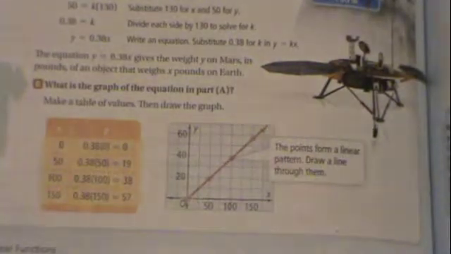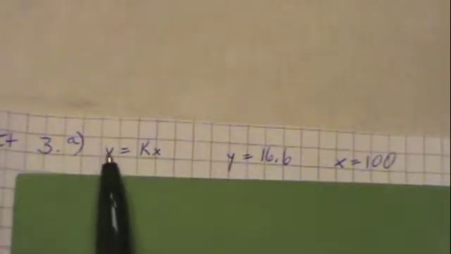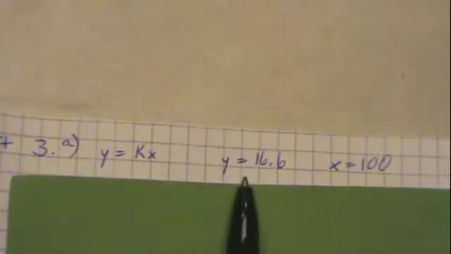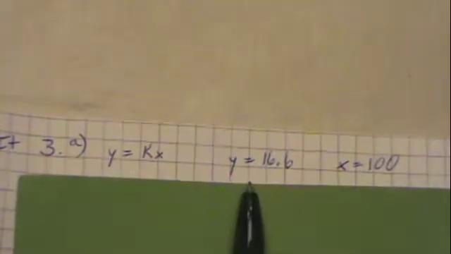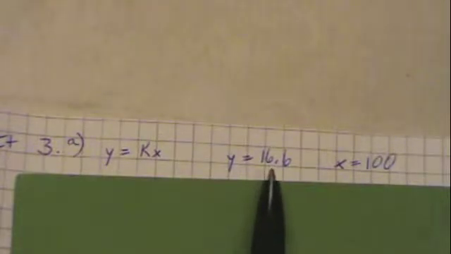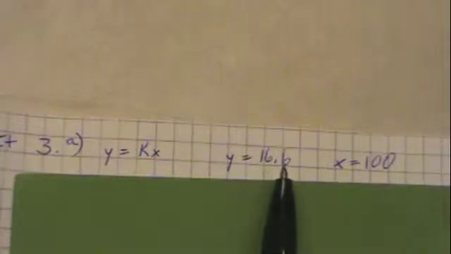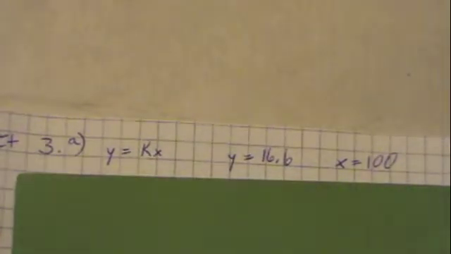Go on to got it number 3. So it's your turn, and now we're on the moon. We've got our direct variation form, your weight at home, your weight on the moon, and we need to figure out what the equation is, what the constant is, and what the graph is going to look like. Go!